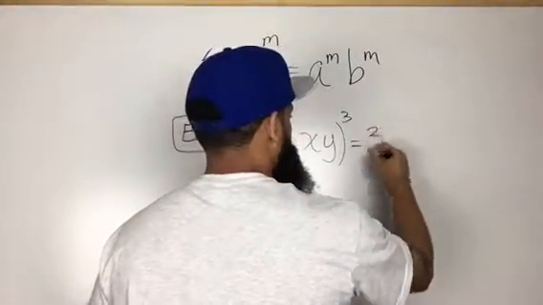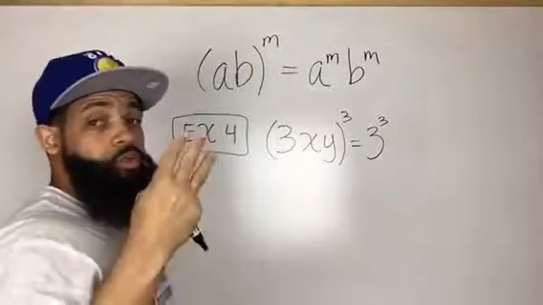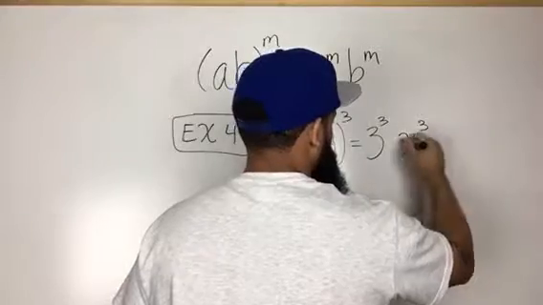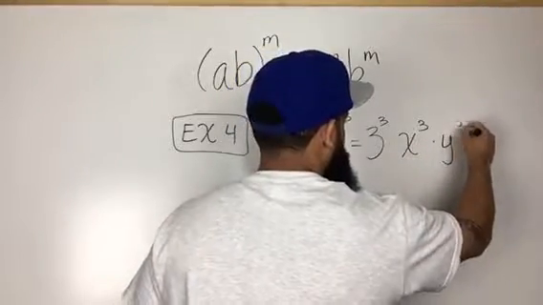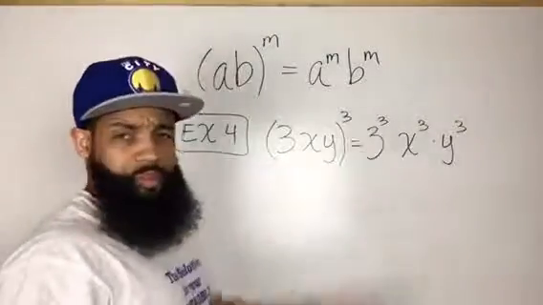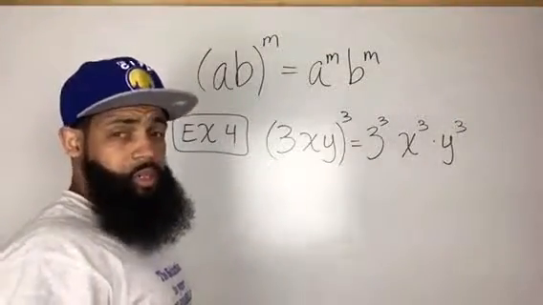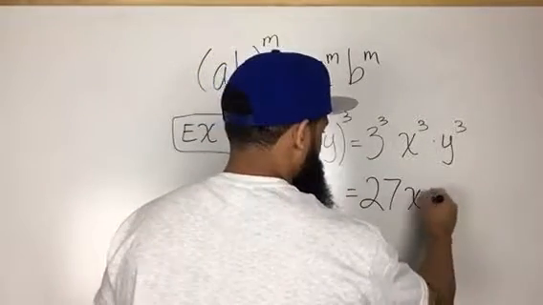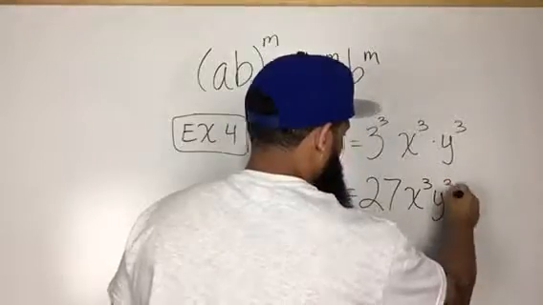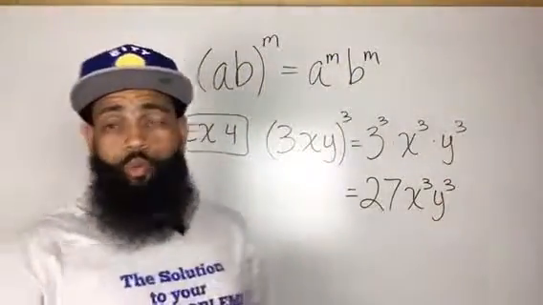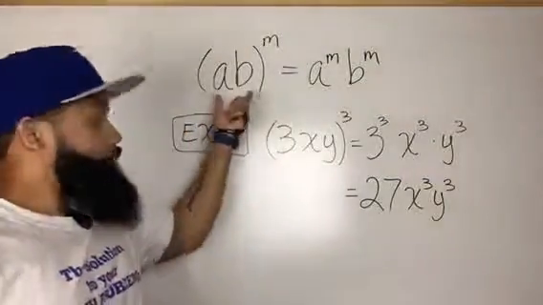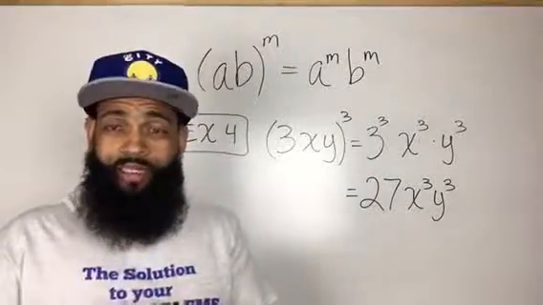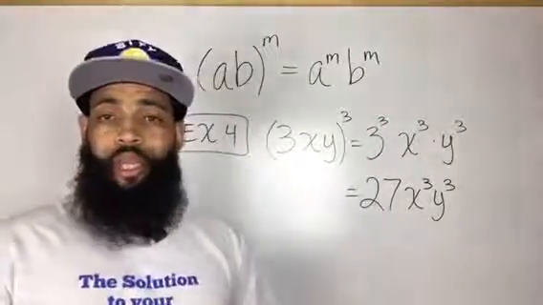So this gives me 3 to the third power, x to the third power, and then y to the third power. Okay? Now, we can simplify 3 to the third power. That's 3 times 3 times 3. Okay? Which is equal to 27. And then we just keep x to the third power, y to the third power. Okay? So remember, if I have a product inside parentheses, and that's all taken to an exponent, remember, each term inside the parentheses must be taken to that particular power.